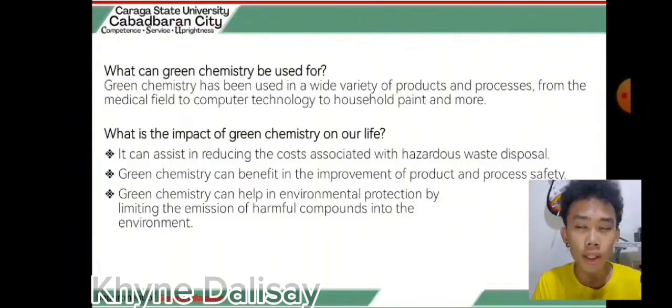And what is the impact of green chemistry in our life? First, it can assist in reducing the costs associated with hazardous waste disposal. Second, green chemistry can benefit the improvement of products and processes' safety. And lastly, green chemistry can help in environmental protection by limiting the emission of harmful compounds into the environment.